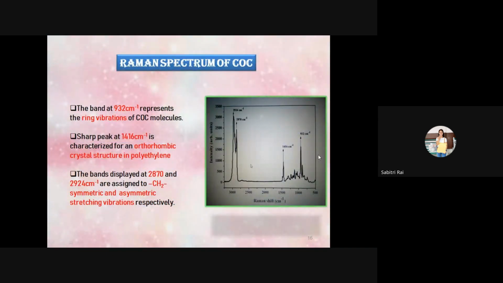Now we move on to the Raman spectrum of the COC. The peak at 932 cm⁻¹ is due to the ring vibration of COC molecules, and we even observe the sharp peak at 1416 cm⁻¹, which is due to the presence of orthorhombic crystal structure in polyethylene.